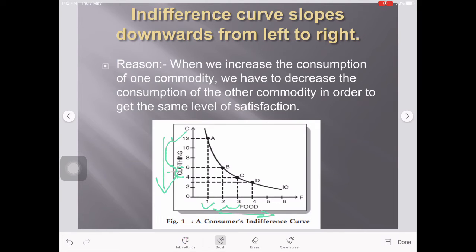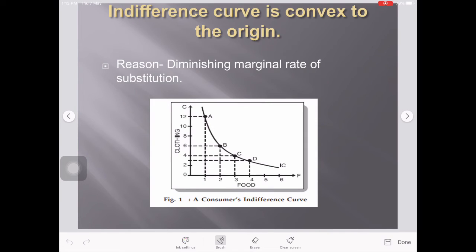As the consumption of one commodity is increasing and the consumption of other commodity is decreasing, there is an inverse relationship between the consumption of two commodities. That's why indifference curve slopes downward from left to right. The second property is indifference curve is convex to the origin. The reason behind this is the diminishing marginal rate of substitution.